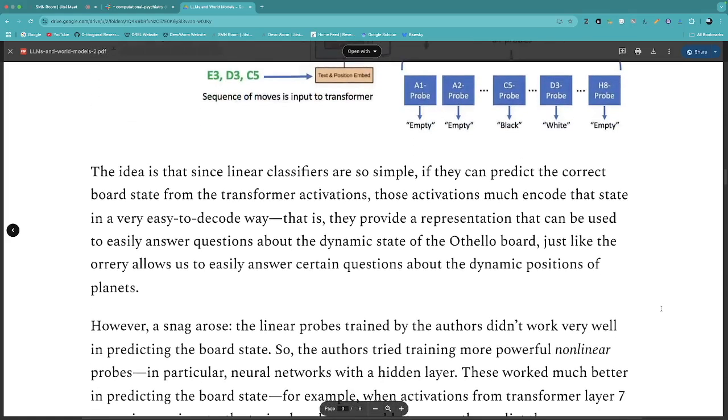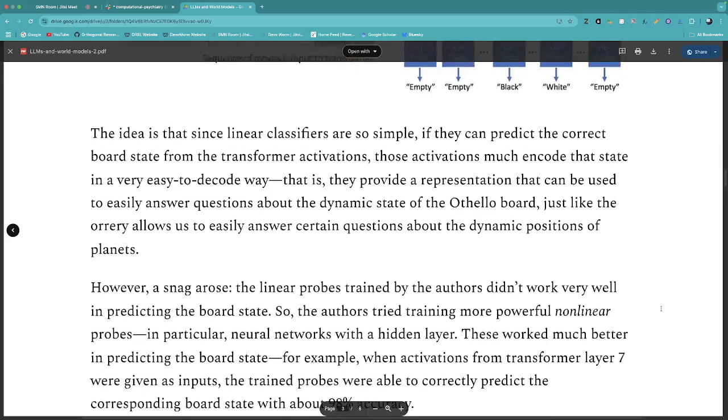The idea is that since linear classifiers are so simple, if they can predict the correct board state from the transformer activations, those activations must encode that state in a very easy to decode way. They provide this representation that can easily be used to answer questions about the dynamic state of the Othello board. So remember, we don't want just a static representation, we want a dynamic representation.